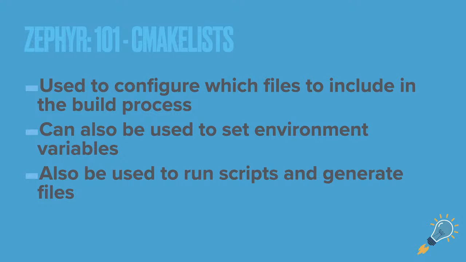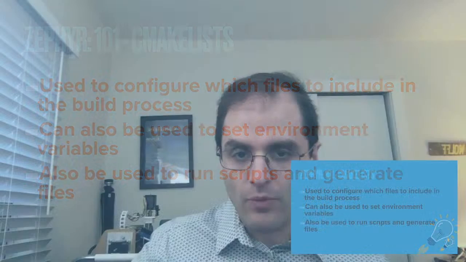Environment variables can also be set in CMake, and you can run scripts. For instance, I have a CMake script where you can run git describe, and you can get the version from the tags in your Git repository. That gets imported, and then you have access to your git describe info.